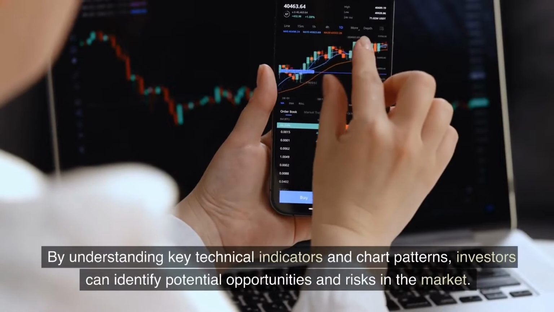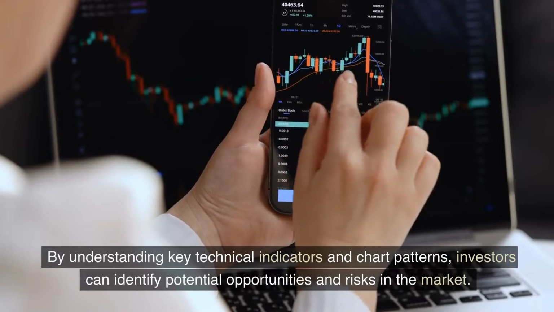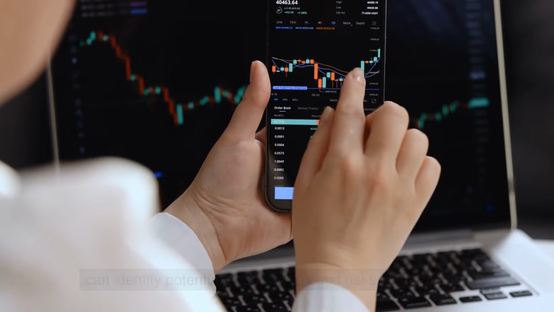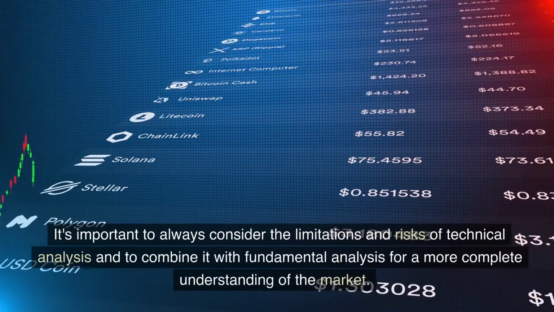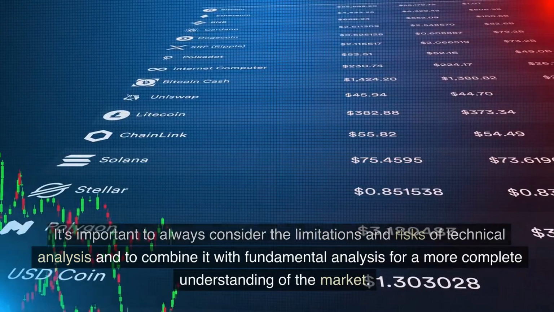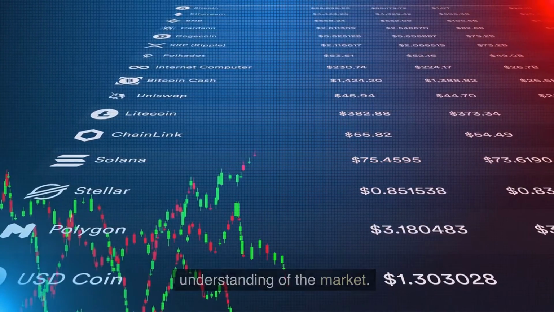By understanding key technical indicators and chart patterns, investors can identify potential opportunities and risks in the market. It's important to always consider the limitations and risks of technical analysis and to combine it with fundamental analysis for a more complete understanding of the market.